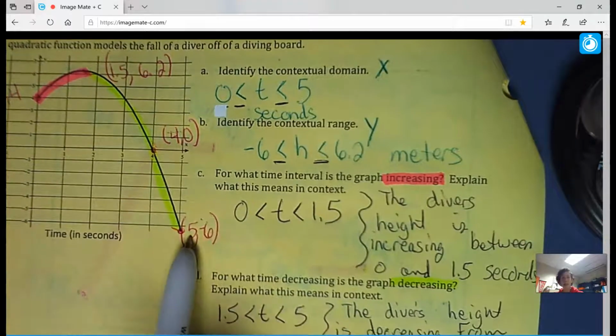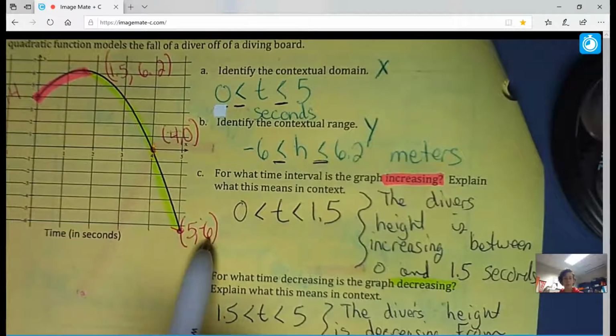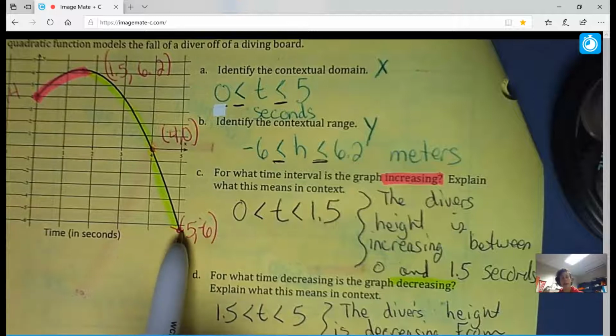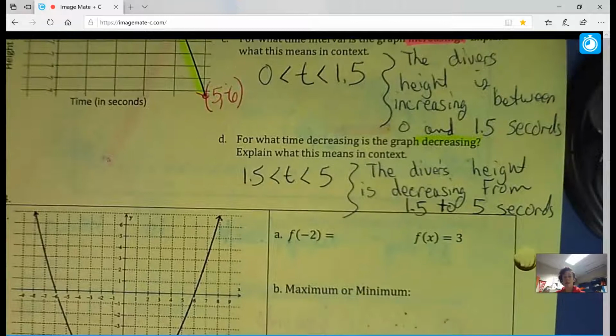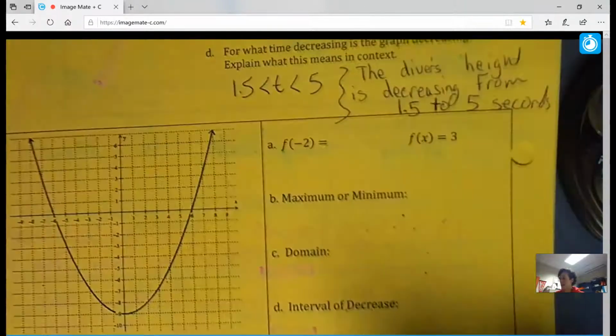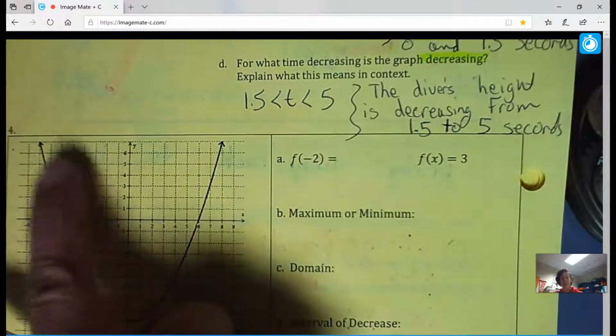And then when I get here, he's done decreasing. You know, he's hit the bottom of the pool, which is not very deep for a diver, -6 feet. But that's where we're stopping the dive at. All right, so the last one is not in context. So when I mark my important points, I'm actually going to save the ends, these arrows, for last.